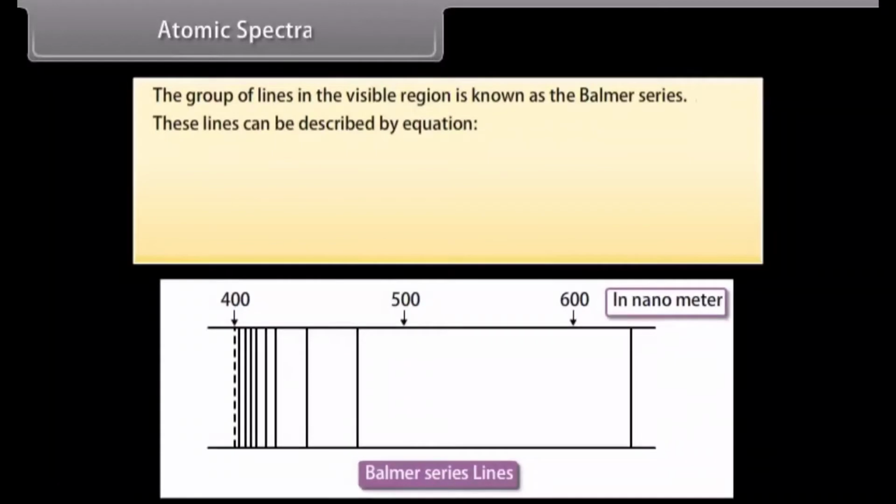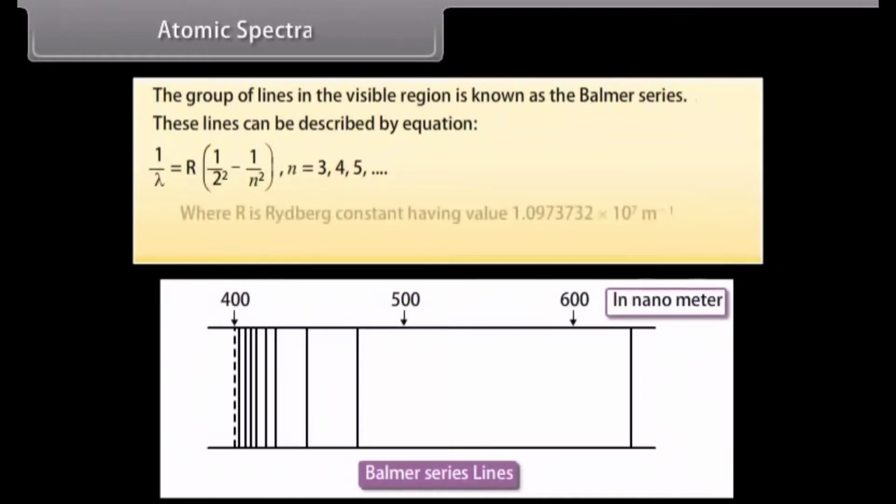These lines can be described by the equation 1 upon lambda equals R times (1 upon 2 square minus 1 upon n square). Here the value of n may be 3, 4, 5 and so on, where R is the Rydberg constant having the value 1.0973732 into 10 raised to the power 7 per meter.